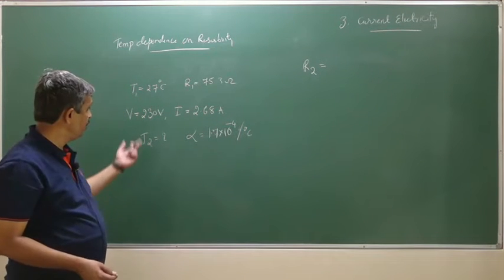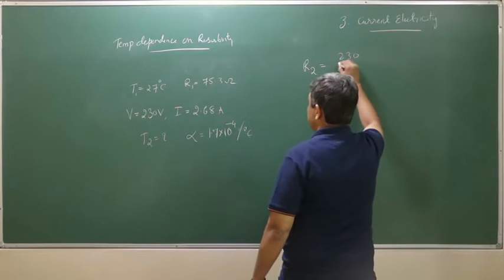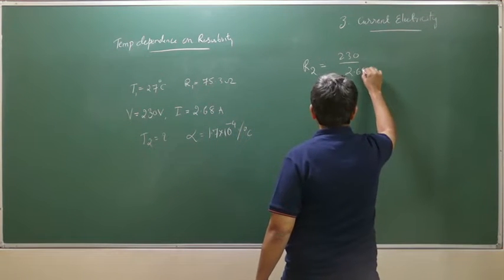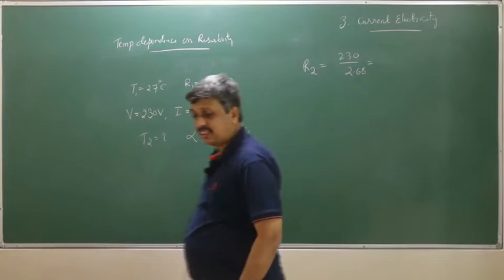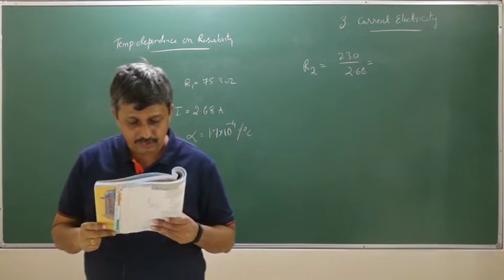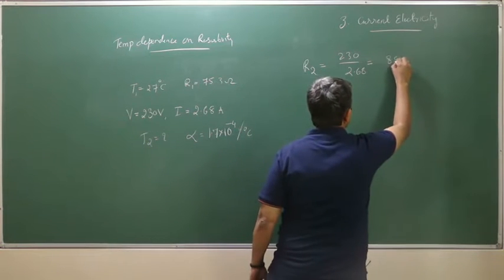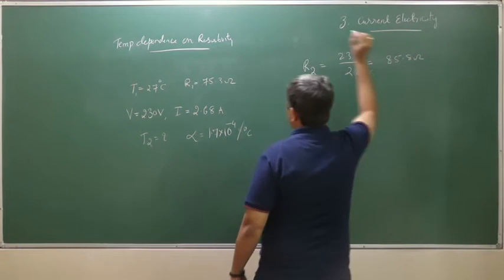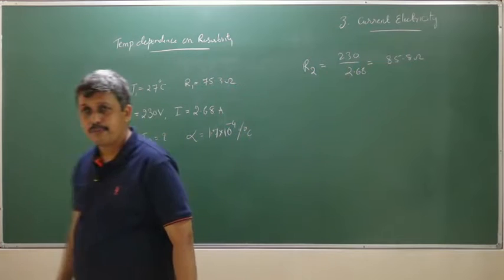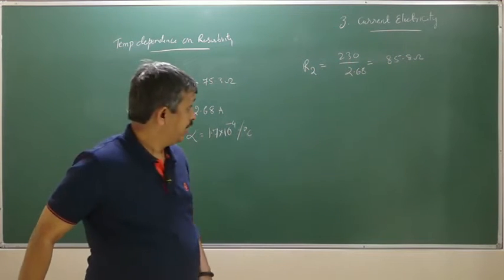So that is nothing but V by I. So we will say 230 by 2.68. This is the value of resistance that it changes to. Okay. So it changes to a resistance of 85.8 ohm. Now you see, cold resistance is 75.3 ohm, hot resistance is 85.8 ohm.